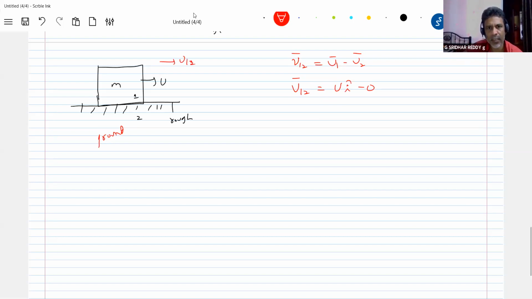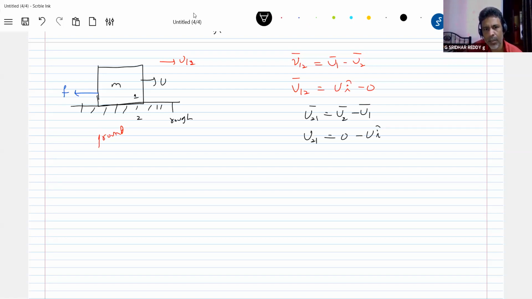So what direction the friction should act? To oppose relative motion. The friction by the ground on the block should be opposite to U12. So therefore the friction here will act here. Let's calculate the velocity U21. U21 bar is U2 bar minus U1 bar. What is U2 bar? 0. What is U1? U1 cap.